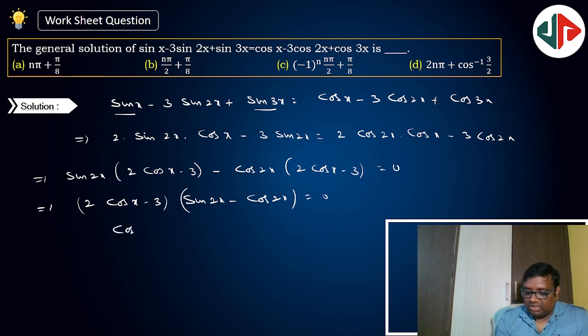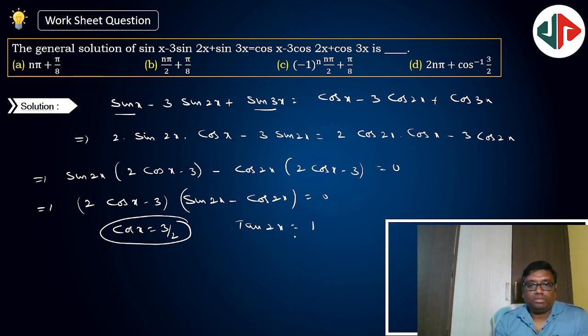So here cos x is equal to 3 by 2, which never happens. It is nothing but tan 2x is equal to 1. So 2x is equal to n pi plus pi by 4. So what is our x value? n pi by 2 plus pi by 8.